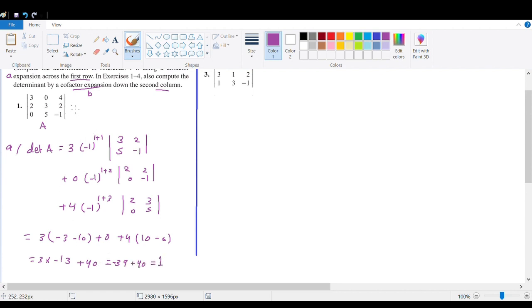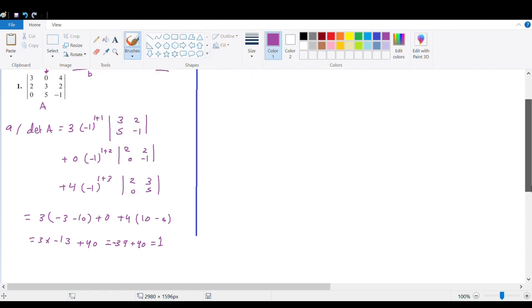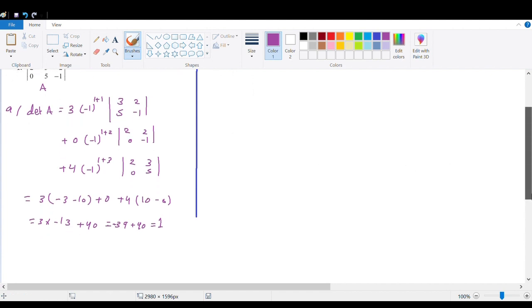We need now to go down through the second column. So we need to evaluate also the determinant through the second column. So we need to start from here. So let us do this one again. So part B.